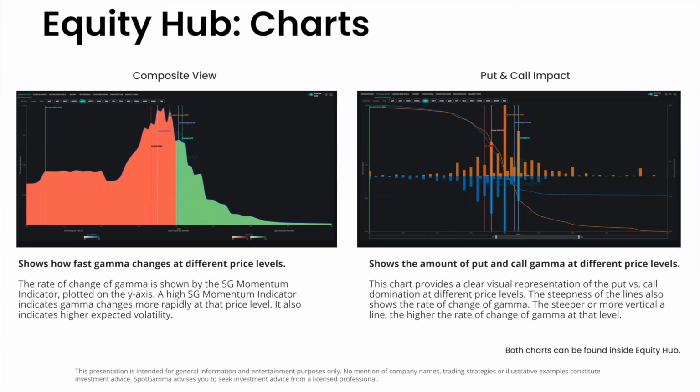This chart provides a clear visual representation of the put versus call domination at different price levels. And the steepness of the lines also shows the rate of change of gamma. The steeper or more vertical a line, the higher the rate of change of gamma and volatility at that level.